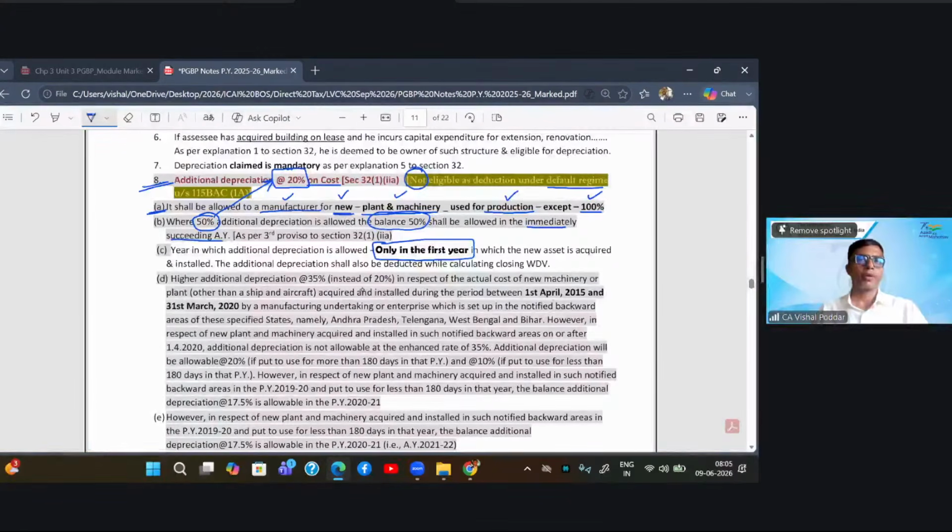Why is this point written? Because the condition is that additional is allowed only in the first year. But if in the first year you could not take the entire 20% deduction, you had only taken 10% because of that 180 days rule, then the balance 10% can be taken in the next year. So half in the first year, half in the next year. But if you have got the entire 20% in the first year itself, then second year onwards, there will be no additional depreciation. I hope this is clear to all students.